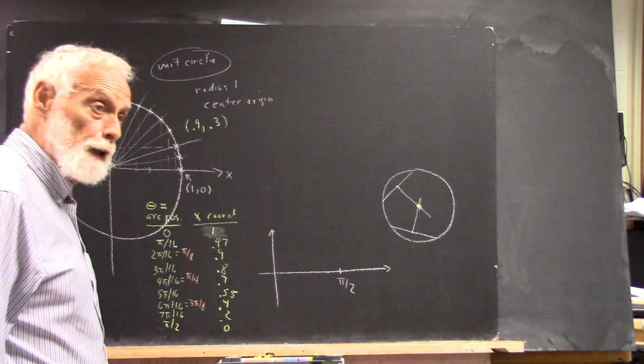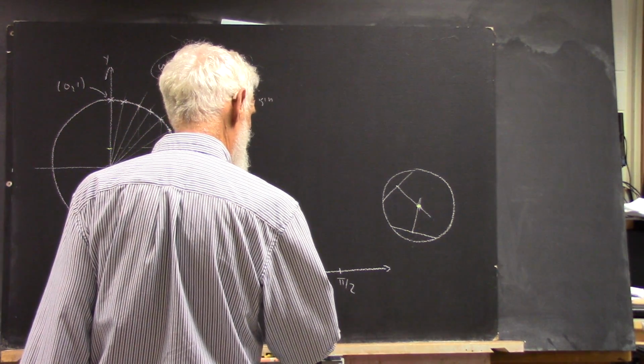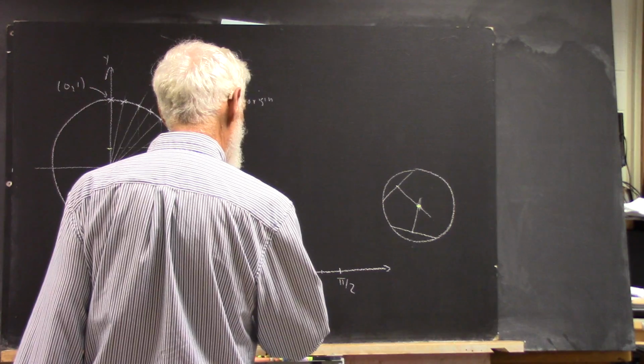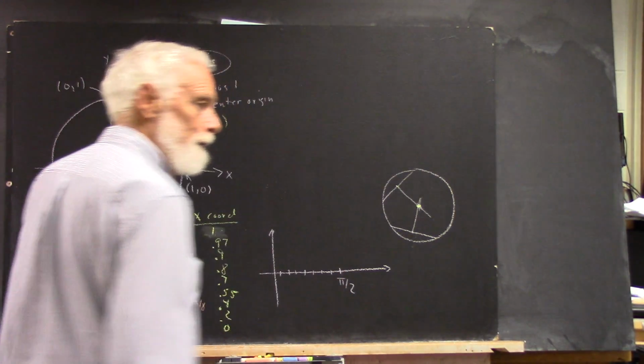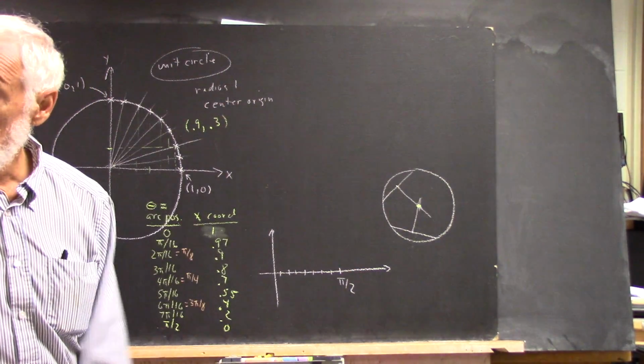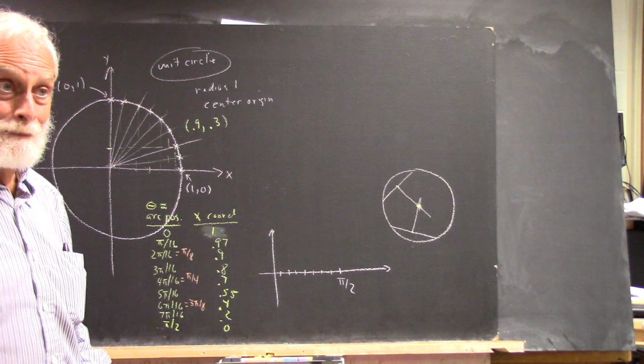Here's pi over 2, right? Well, we can just do the same subdivision we did there. Divide that in half. Divide those intervals in half. Divide those intervals in half. Now I've got 8 equal intervals that lead up to pi over 2. I don't even have to label them, but I can if I have reason to, right?